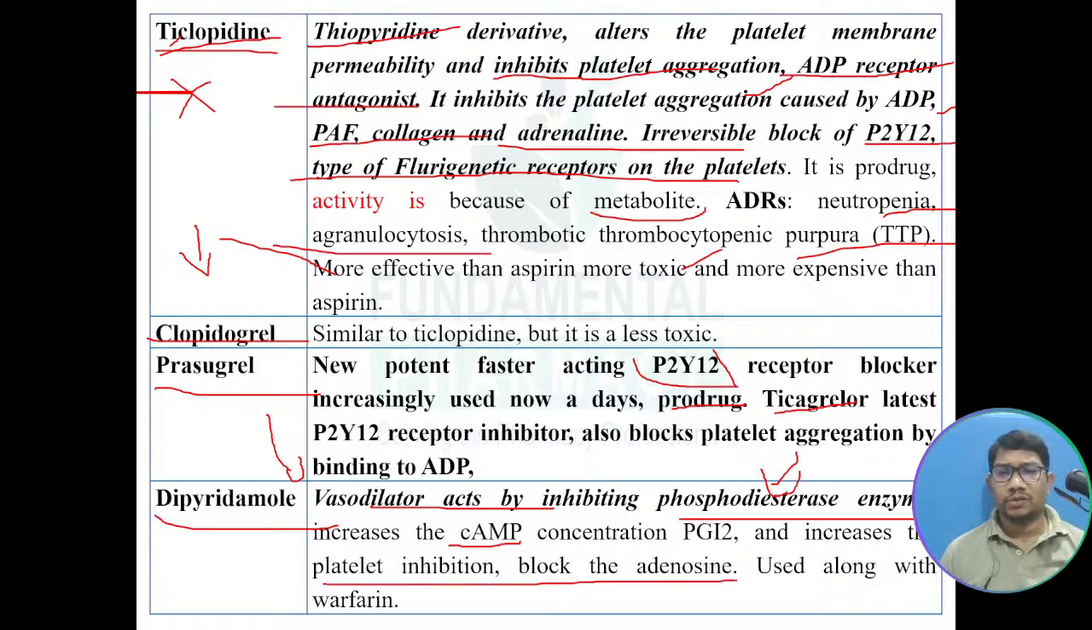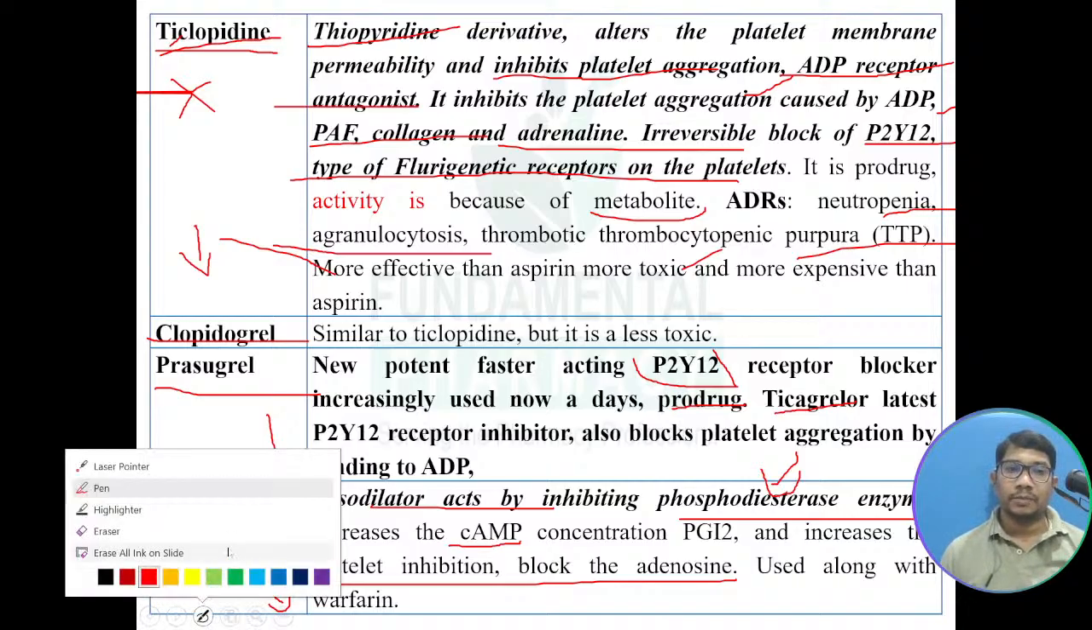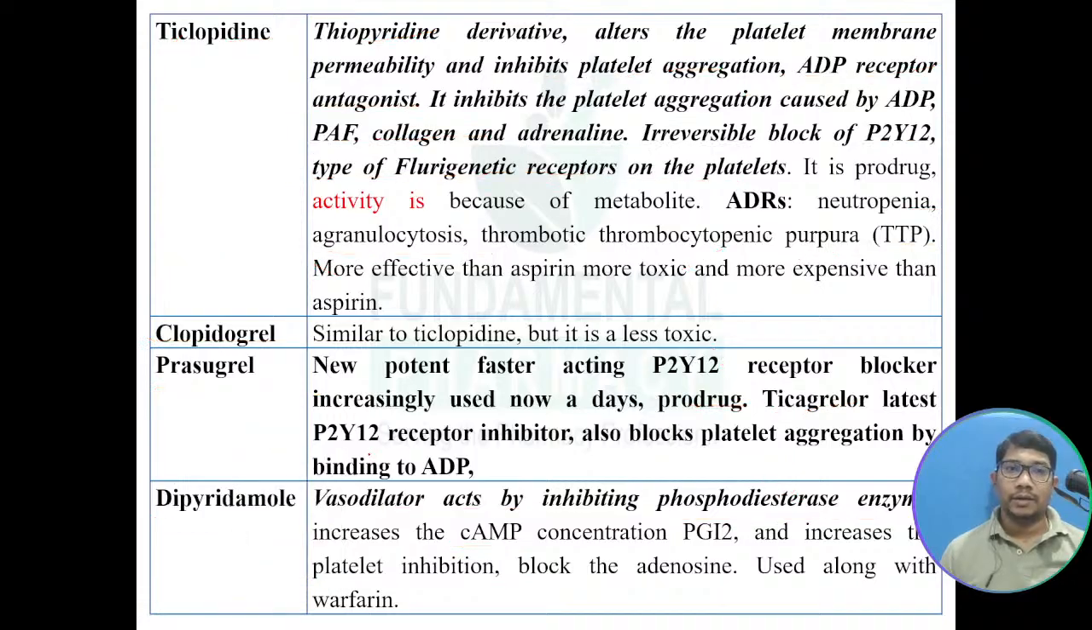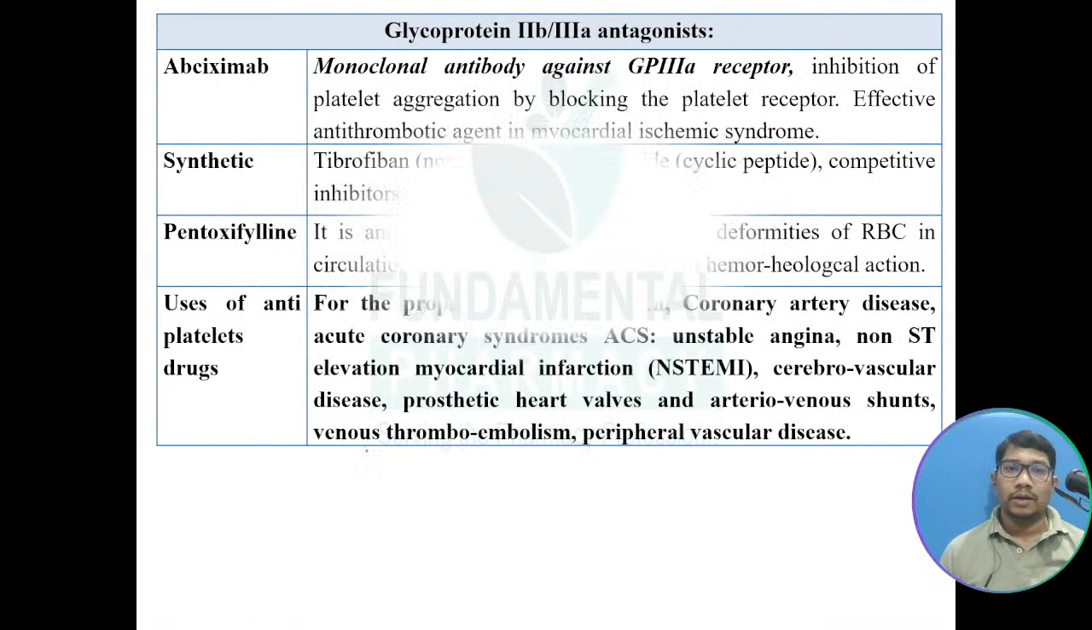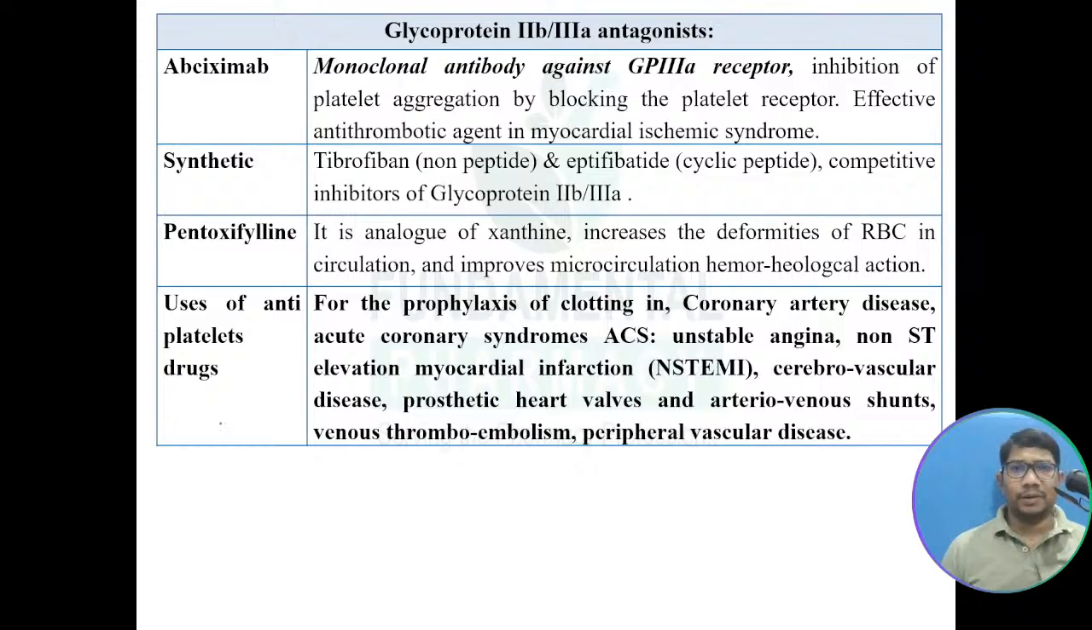Blocks the adenosine uptake, also used along with the warfarin. Dipyridamole. So all these are the anti-platelet drugs. सभी क्या है? Anti-platelet drugs है. Okay. Now last class of anti-platelet drug is nothing but the glycoprotein 2b3a receptor antagonist. GP2b3a receptor antagonist. ये क्या होता है?